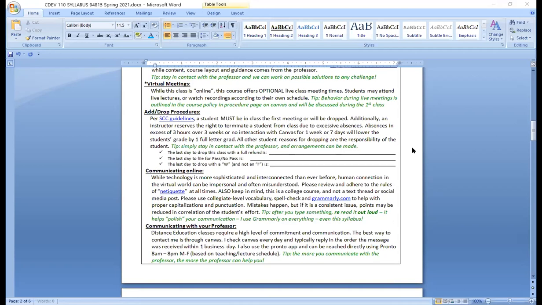Add drop procedures. This is where you guys get to fill in the blanks. Who knows when the last day to drop this class is? I print out the calendar. You guys need to look it up. You can look it up on WebAdvisor. You can look it up on our website, our main calendar.